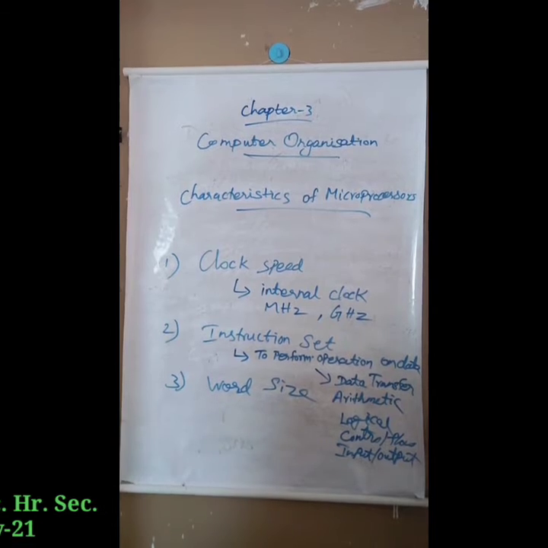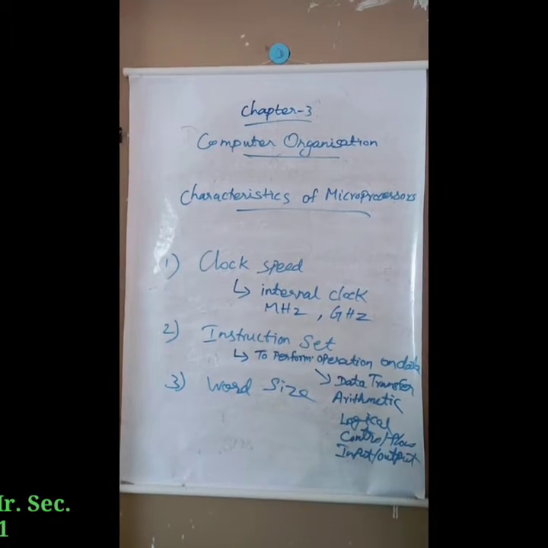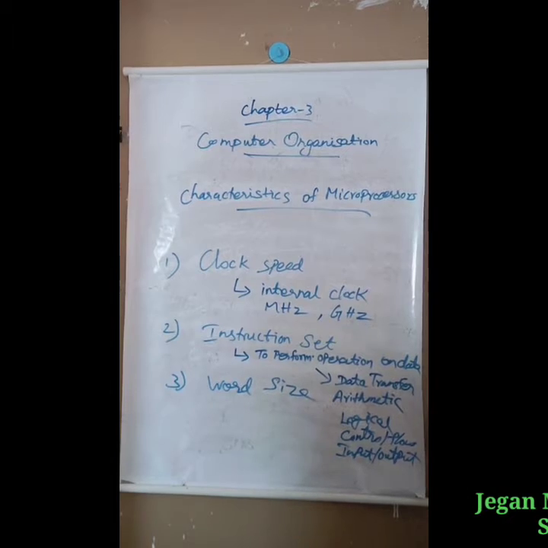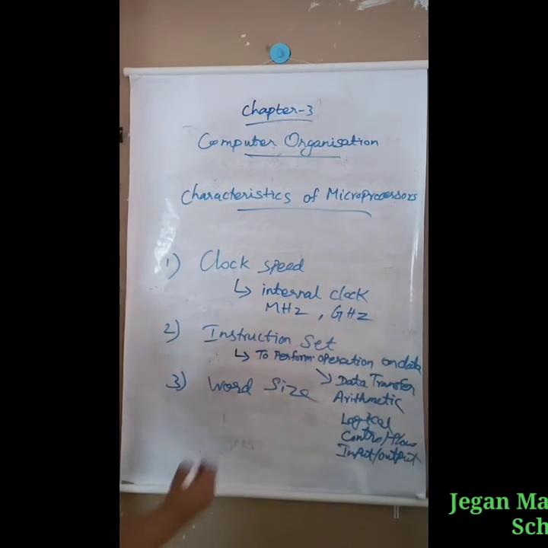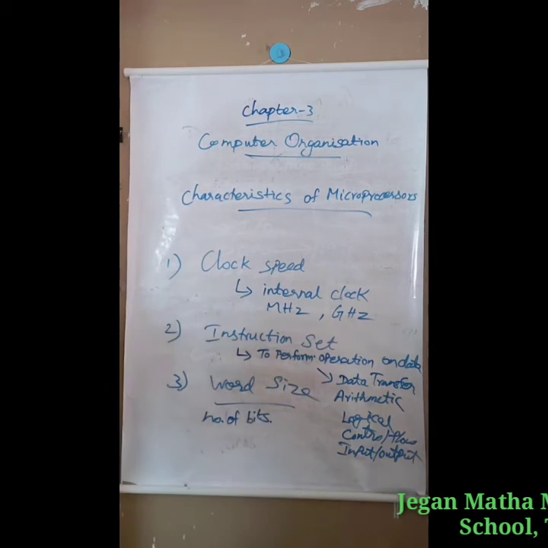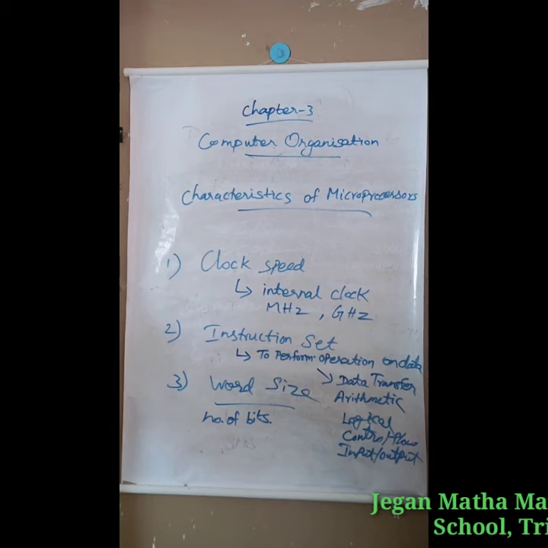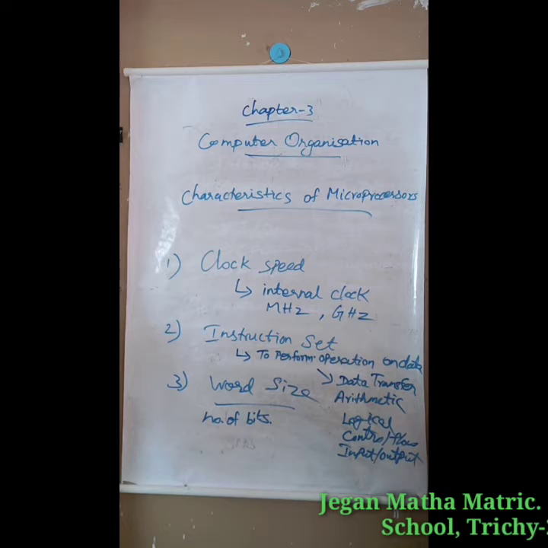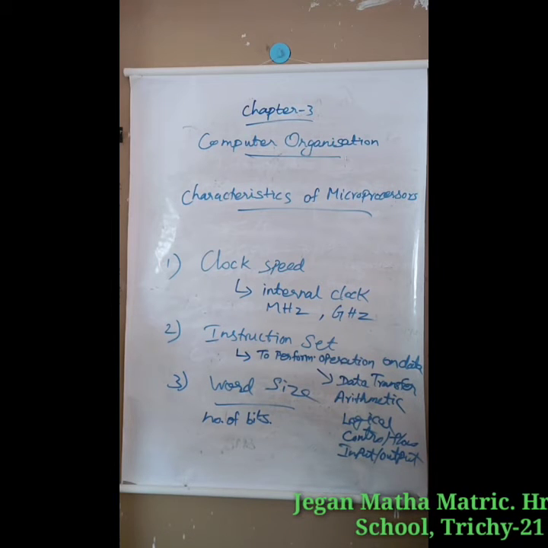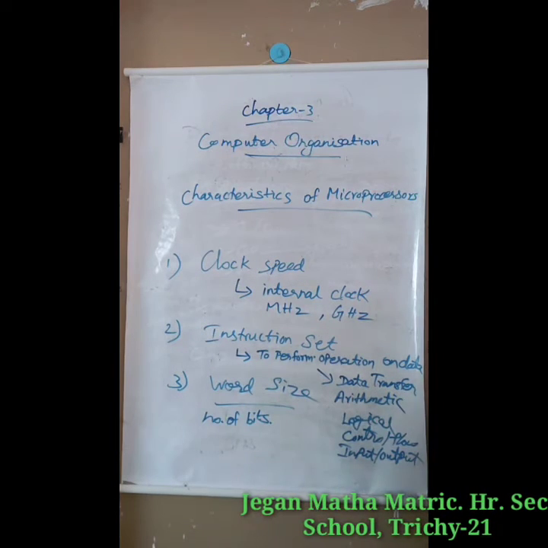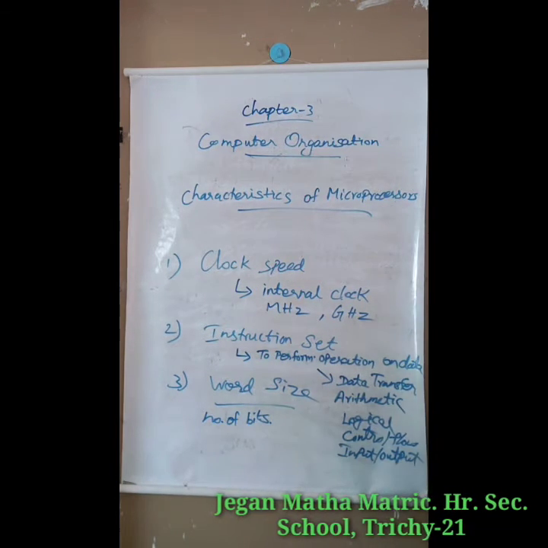The next one is word size. Here the number of bits that can be processed by a microprocessor in a single instruction is called word size. So the number of bits that can be processed by a processor in a single instruction, that is called word size. So the word size determines the amount of RAM that can be accessed by a microprocessor.